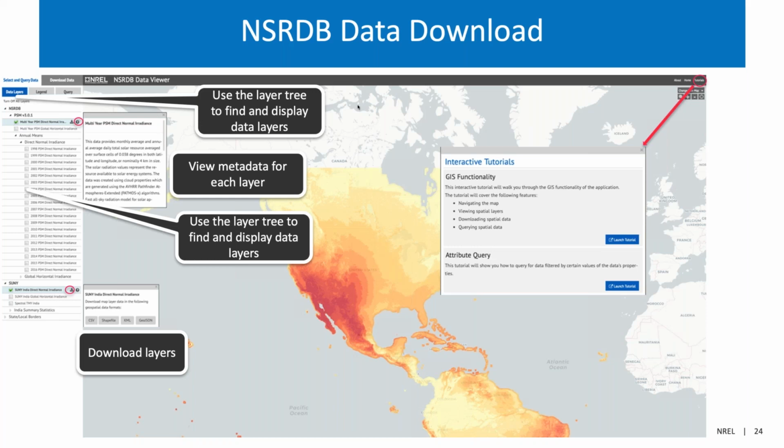However, in that layer tree, you can see we have presented the PSM data and other data sets in a variety of different ways across a variety of different years. You can view multiples at the same time or one at a time. You can see the metadata about the data, and you can download the map layer if you'd like to use that data for presentations.